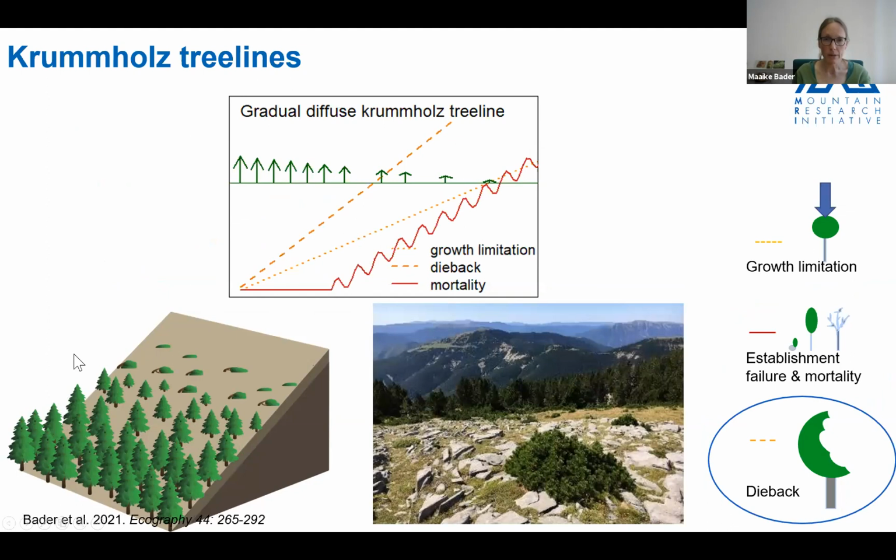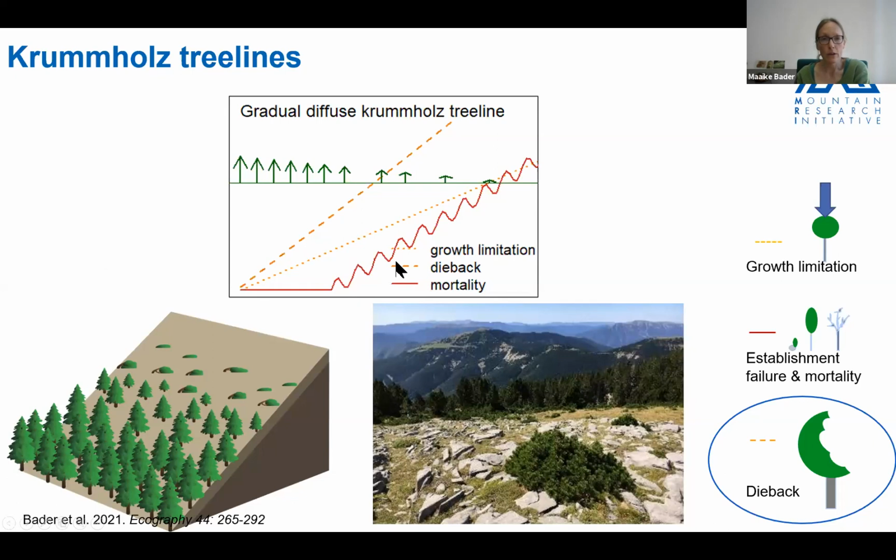Right, so here's just some other examples. So another aspect that we are looking at is the deformation of the trees. So the formation of Krummholz. Krummholz is a nice German word for crooked wood. So basically it just means stunted and deformed trees.